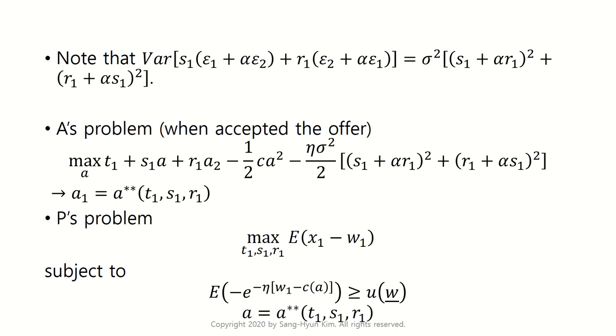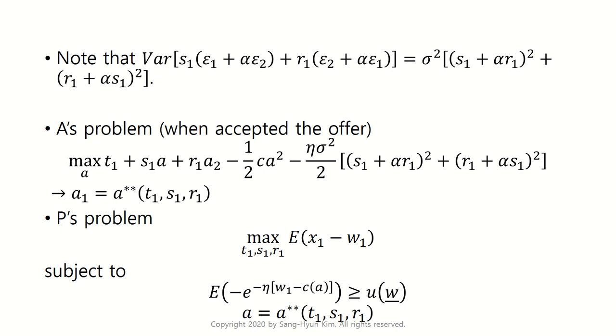So wage has three terms, right? The first term is a fixed term T. The second term is S times Xi, and the third term is R times Xj. T is a fixed term, so we can ignore it when we calculate the variance. But the second term is random because Xi is random. In Xi there is epsilon i plus alpha times epsilon j.